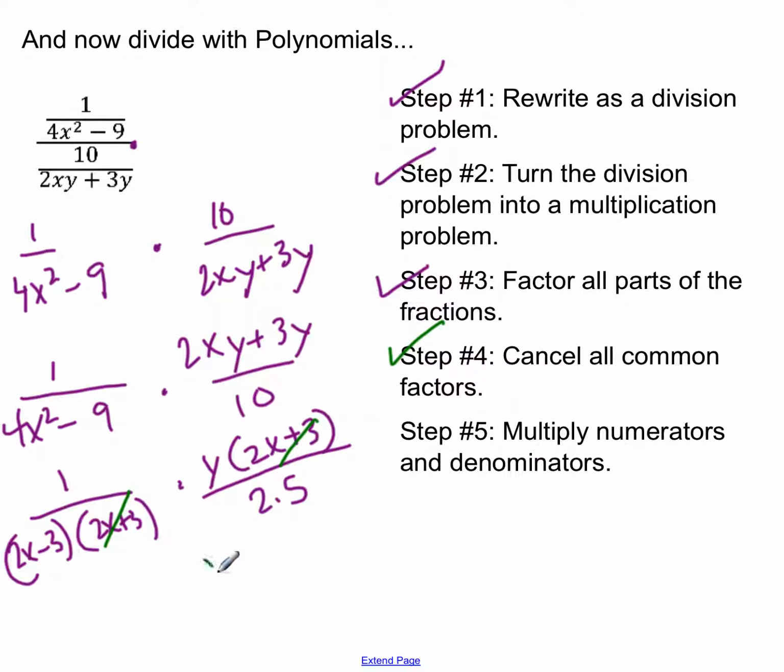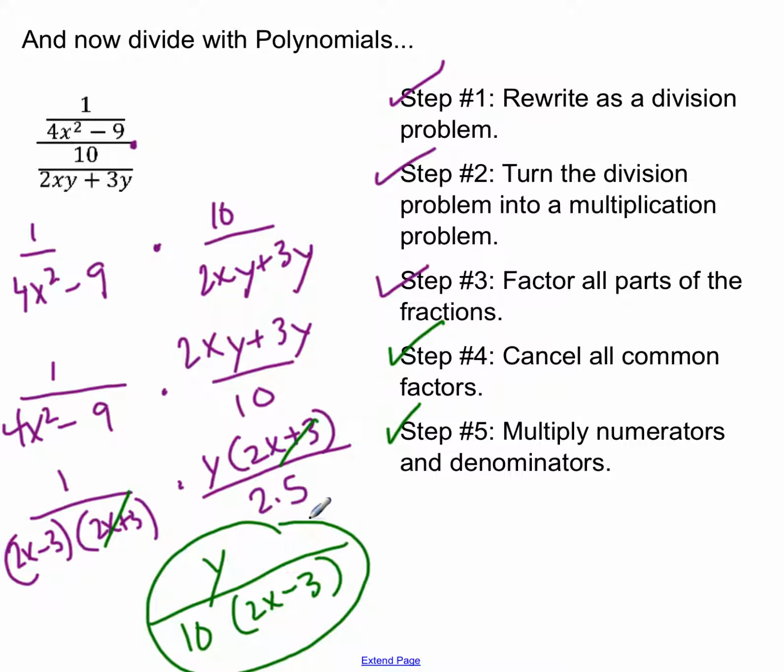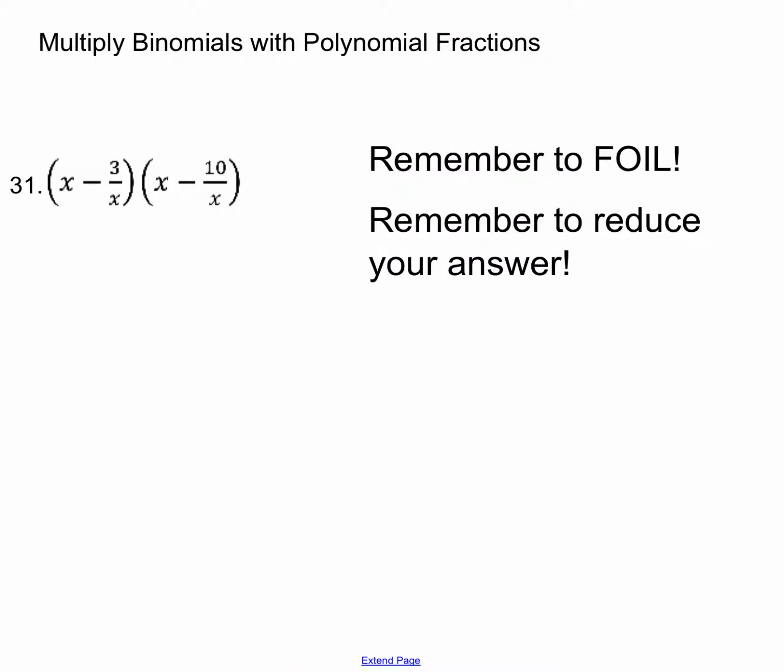Multiply my numerators, I get y. Multiply my denominators, I get 10 times x minus 3. You can leave it factored like this. You don't always have to multiply it all the way back in. You can leave it like this. So division's really not a whole lot more than multiplication is.